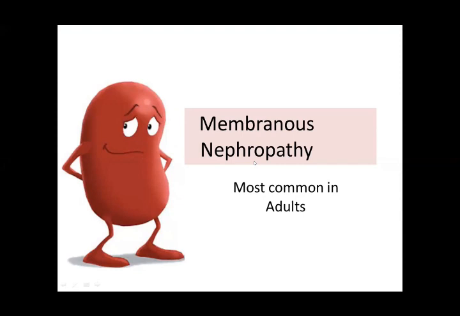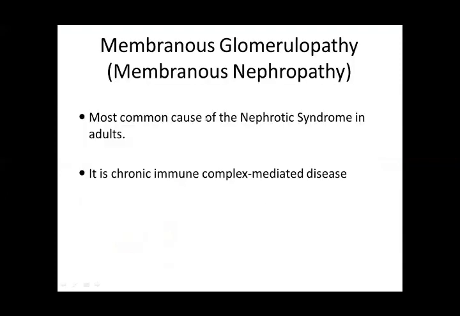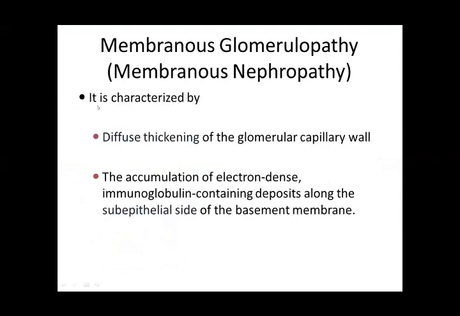Membranous nephropathy. What is it? A nephrotic syndrome, most common in adults. It is a disease of adults, a nephrotic syndrome, and a chronic immune complex mediated disease. It is a chronic immune complex mediated disease, with diffuse thickening of the glomerular capillary wall and accumulation of electron dense immunoglobulin containing deposits along the subepithelial side of the basement membrane.